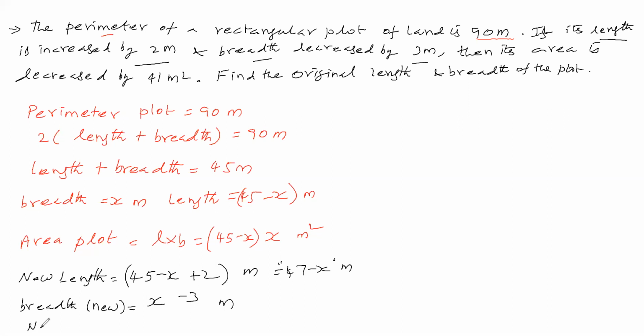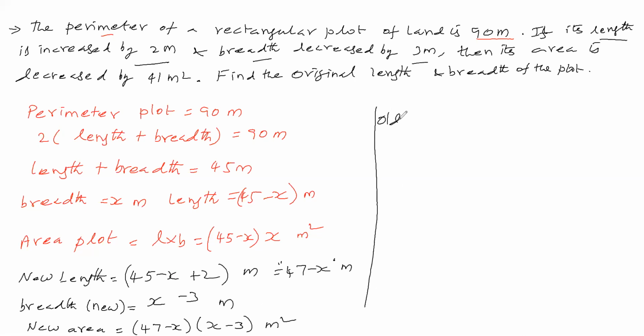Now we will see the new area. New area is new length into new breadth, meter square. New length is 47 minus x, new breadth is x minus 3. Therefore, this meter into this meter, meter square, is the new area.